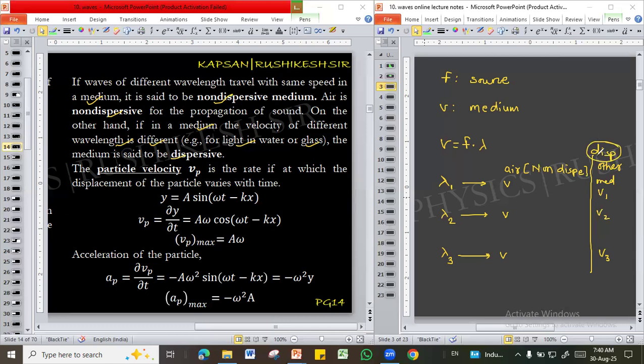Any doubt in case of non-dispersive and dispersive medium? A non-dispersive medium is a medium which offers the same speed for all the waves of all the different wavelengths. And a dispersive medium offers different speeds. Non-dispersive means it will not distinguish the wavelengths. For all the wavelengths, it will offer the same speed.